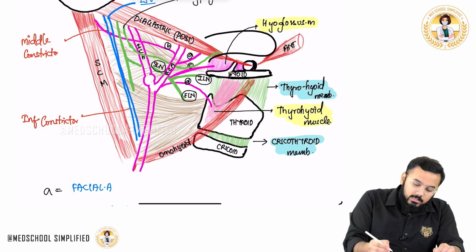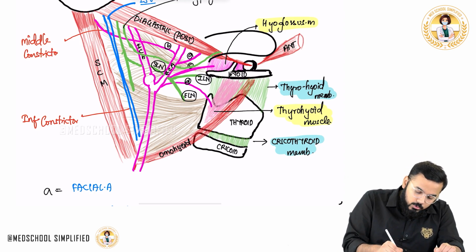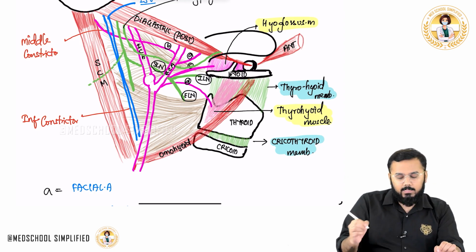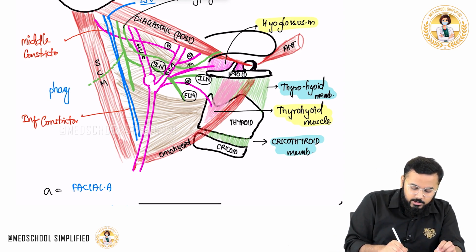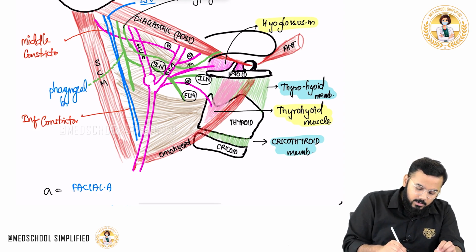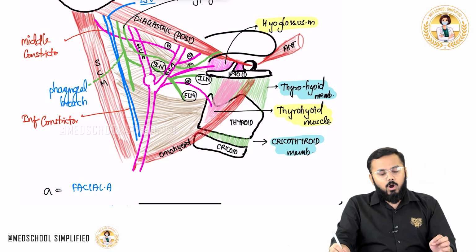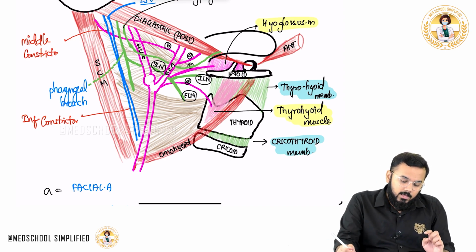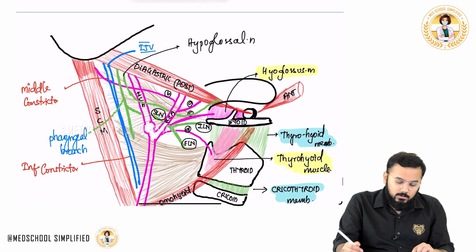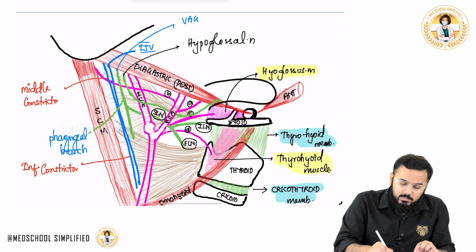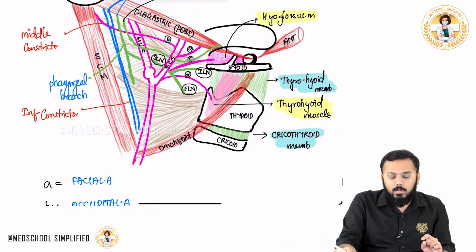Next, this same vagus nerve also gives one branch that goes on to the back, and this branch is called the pharyngeal branch. So what are the important things we have discussed over here? Two important nerves: one is the hypoglossal nerve, and the other is the vagus nerve. The vagus nerve gives two branches: the pharyngeal branch and the superior laryngeal nerve. The superior laryngeal nerve divides into the internal laryngeal nerve and the external laryngeal nerve.